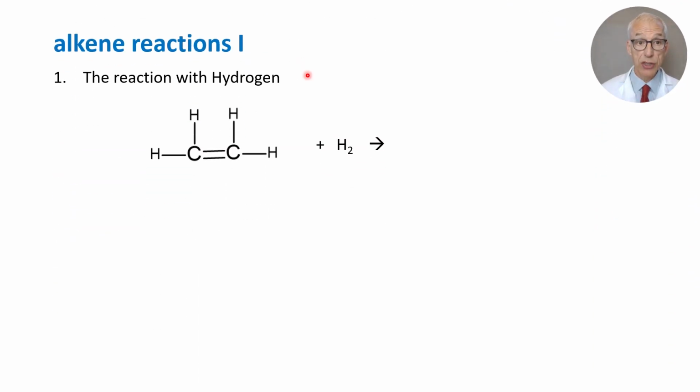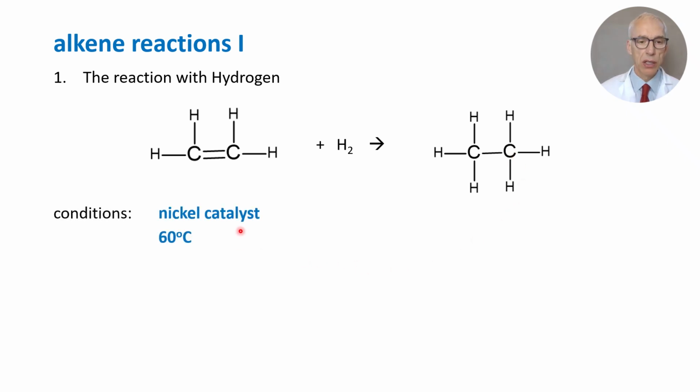So the first reaction you need to know about is the alkene reaction with hydrogen. My example is ethene and hydrogen to form ethane. The double bond is lost and additional single bonds are formed. Atoms join to each carbon in turn. You are also expected to recall the conditions, not only the reaction equation, but the conditions. Nickel catalyst at 60 degrees Celsius.